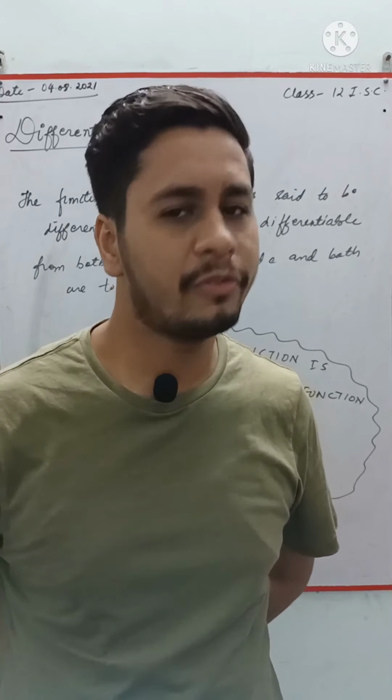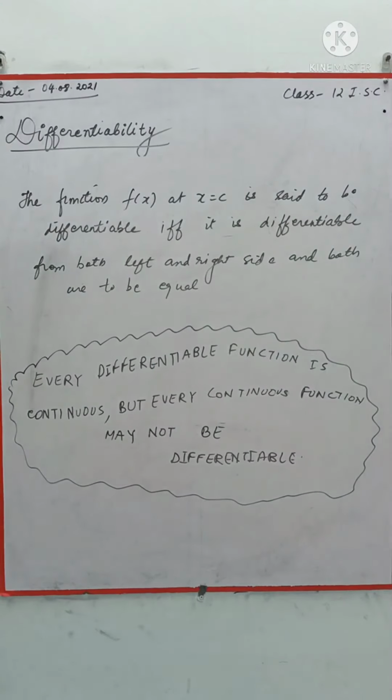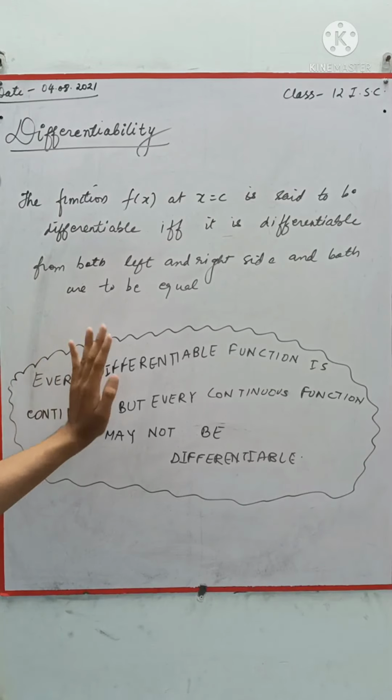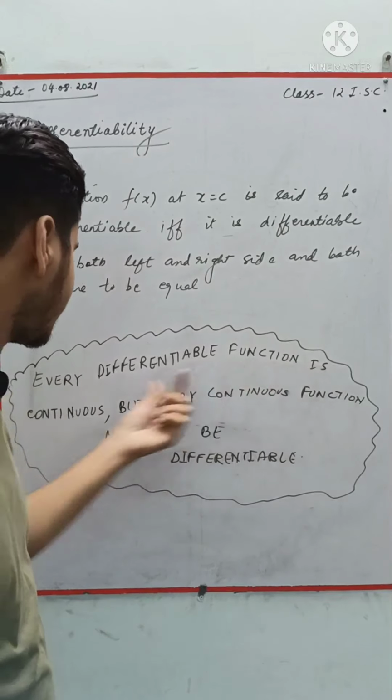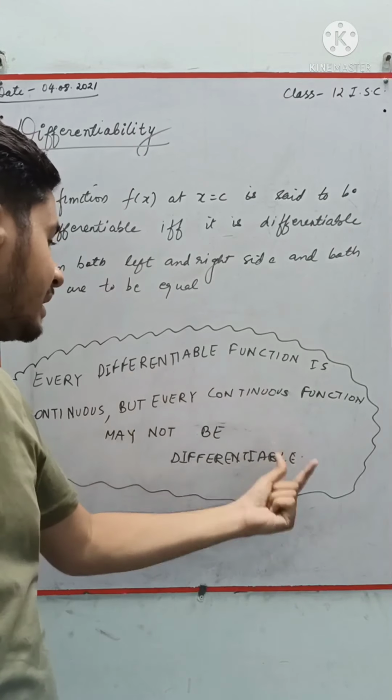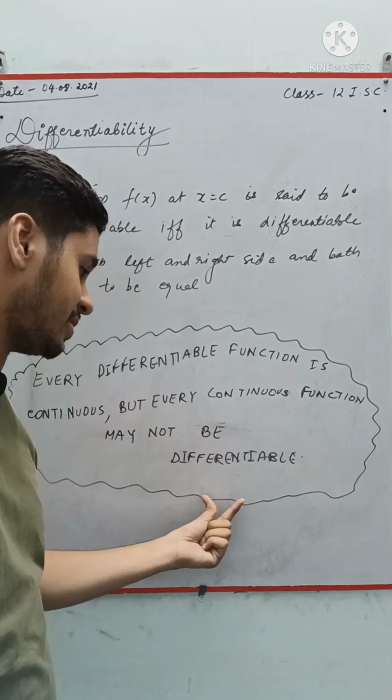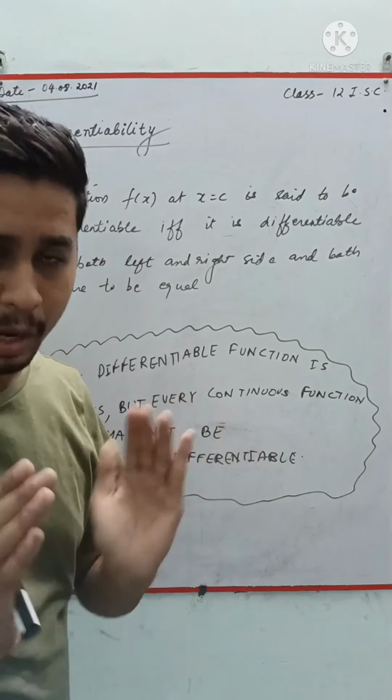Before that, there is one very important corollary which you have to remember, which I have specially written in bold letters so that you can understand and remember it. Every differentiable function is continuous, but every continuous function may not be differentiable. How can we understand this?